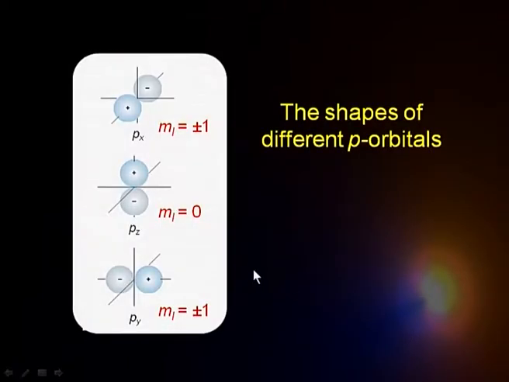Now, that is the kind of shapes we are familiar with. This is my px, this is my pz, this is my py. I have just shown here that ml happens to be plus minus 1 here, also plus minus 1 here, and this ml happens to be 0. So p0 is pz, no ambiguity.